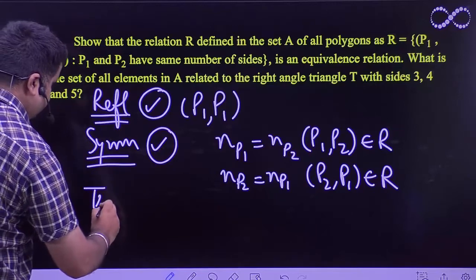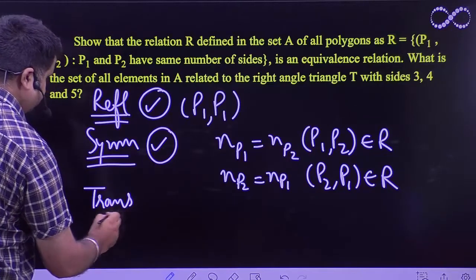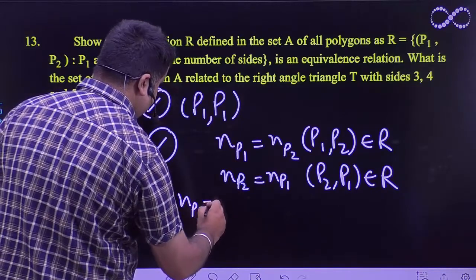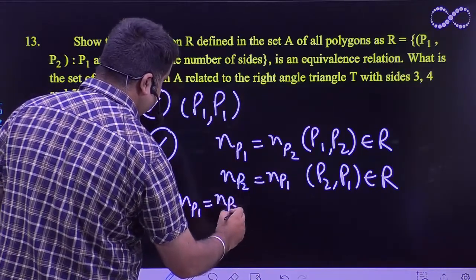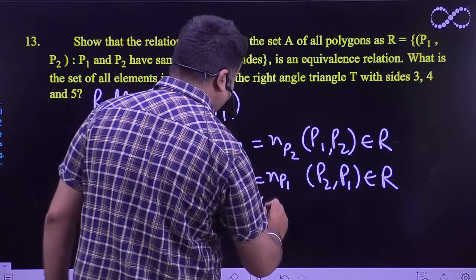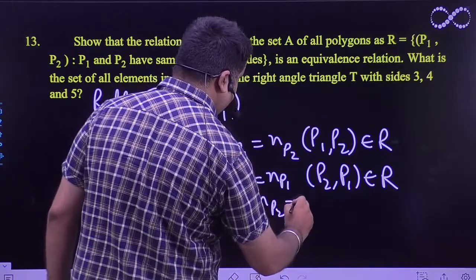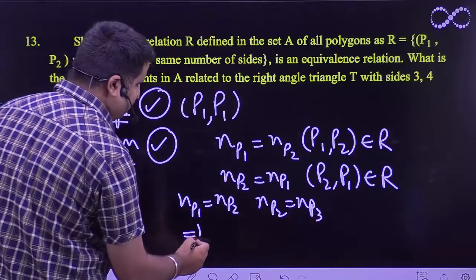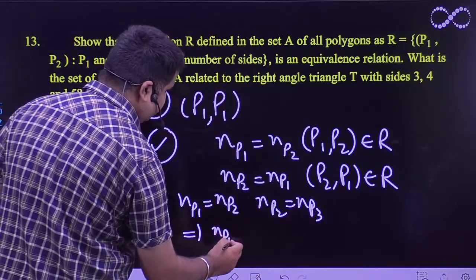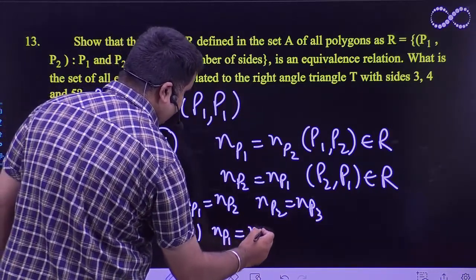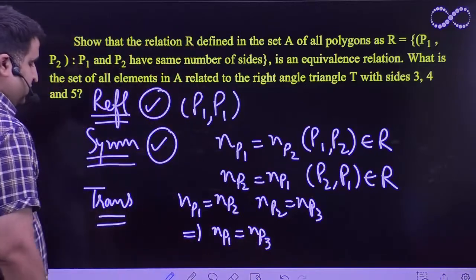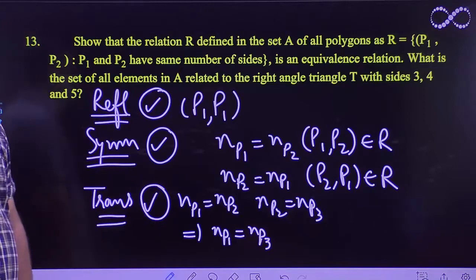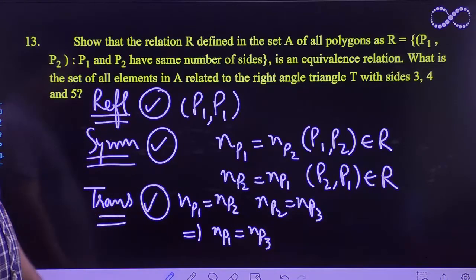Now let's check for the transitive property. If n of P1 is equal to n of P2, and similarly if n of P2 is equal to n of P3, this means that n of P1 will be equal to n of P3. So therefore the transitive property will also be satisfied. So therefore this is an equivalence relation.